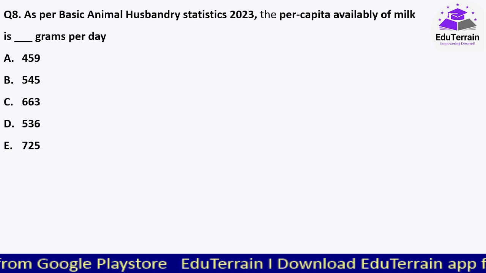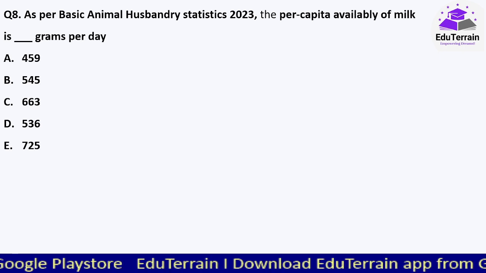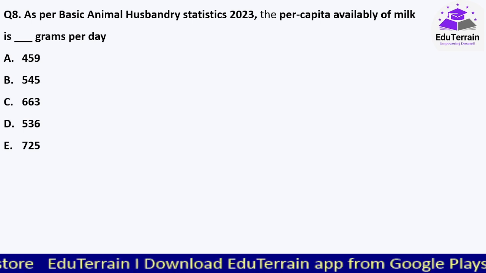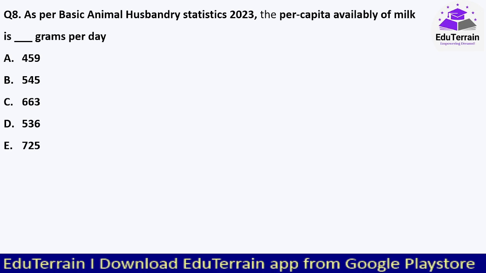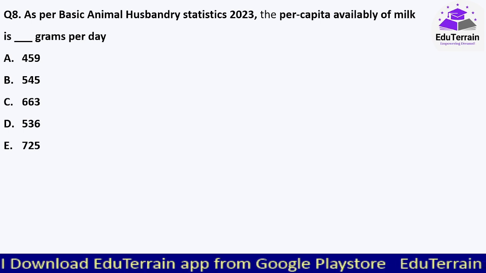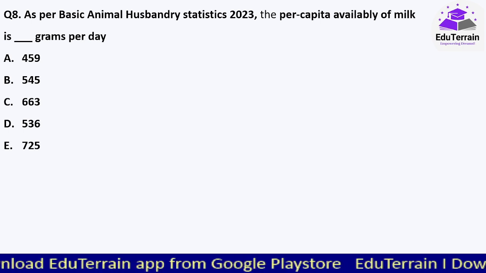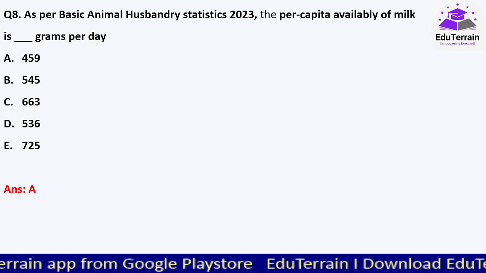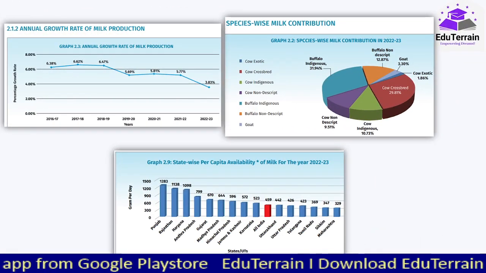Okay, now as per the same basic animal husbandry statistics, ये basic details लेते हैं, and that too they focus more on the sample survey rather than the census जहाँ पे सब कुछ वो check करते हैं. Okay, the per capita availability of milk is कितना है? Per capita availability of milk it is 459 grams per day. Okay, वो भी देख लेते हैं.